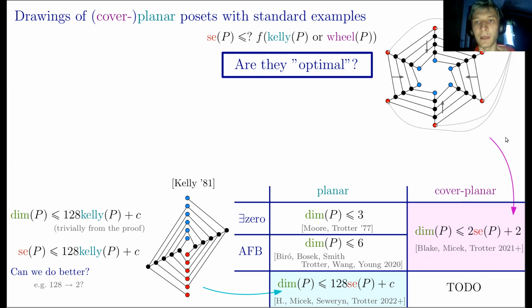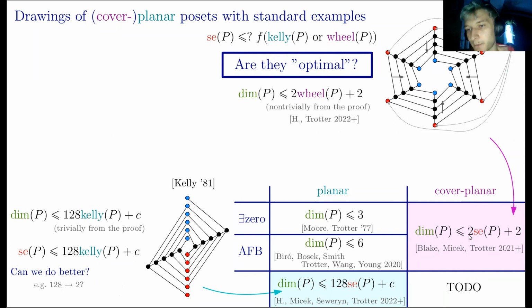And now what about the other case? We proved that dimension is bounded by 2 times the standard example number plus 2, and non-trivially from the proof, and this was done by myself and Tom Trotter this summer, we can replace the standard example with the wheel, so the largest wheel which this poset contains.